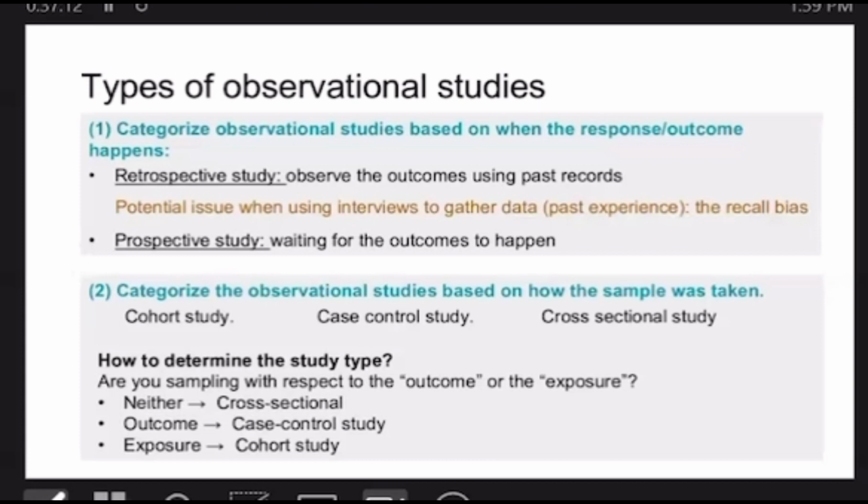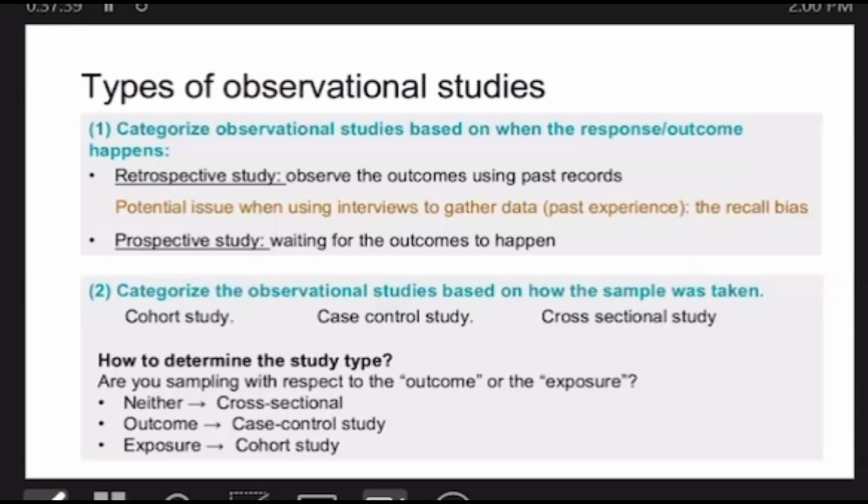But when we talk about the case control study, I'm going to identify those who have the disease. Let me use this example: those who have lung cancer and those who do not. In the case of cohort, I did not look for those who do not have.